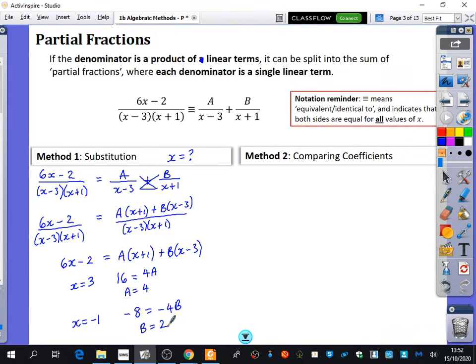Okay? So this means if I was going to rewrite this, I'm just going to say that this fraction that I have is equal to, I would usually do this at the bottom, but I've run out of space, 4 over x minus 3 plus 2 over x plus 1.